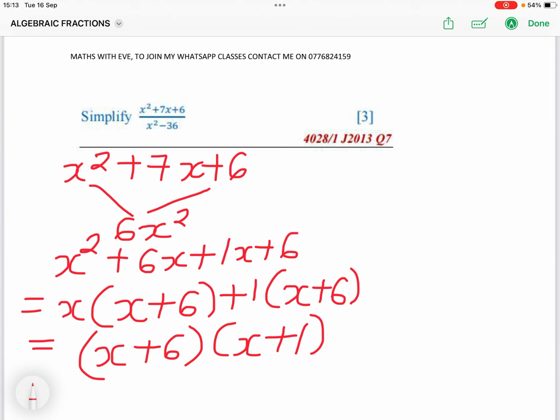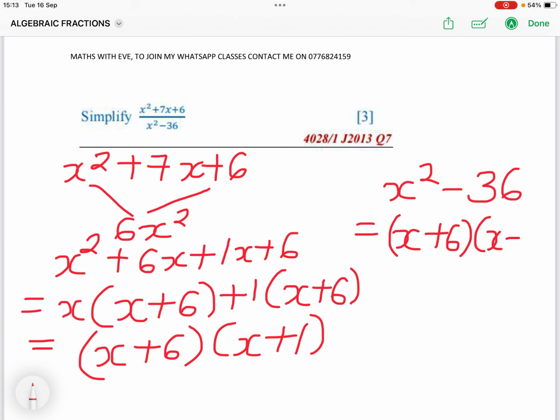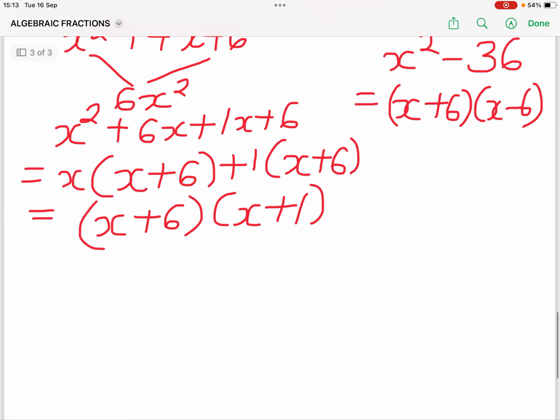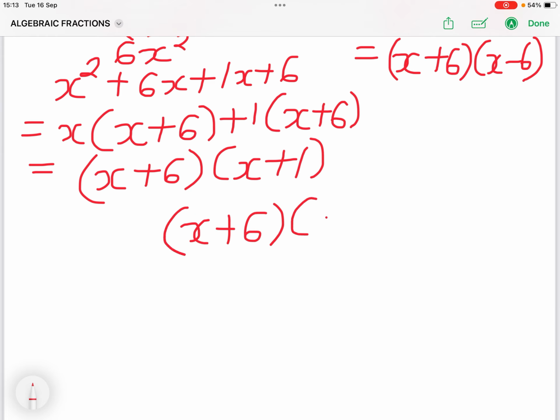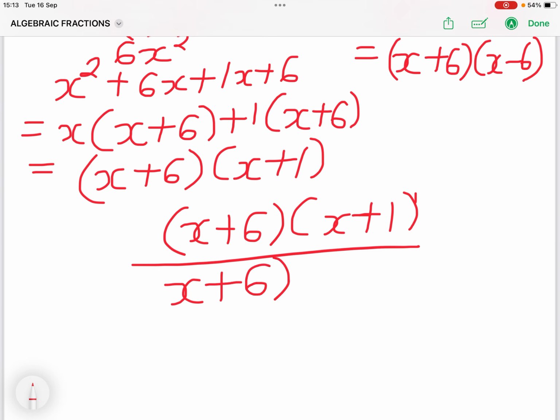Right? And then we need to factorize our denominator. We have x squared minus 36. This is a difference between two squares. So it is going to be x plus 6 times x minus 6. And then we need to rewrite our expression. So when we are rewriting our expression, we say x plus 6 times x plus 1 all over x plus 6 times x minus 6.